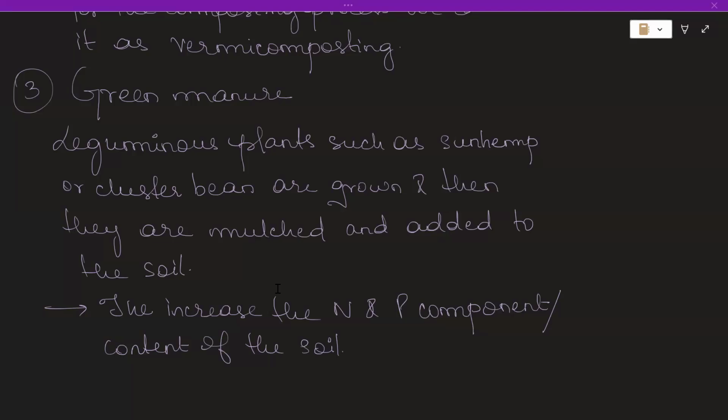Now, what is N and P? Nitrogen and phosphorus. N stands for nitrogen and P is the phosphorus.